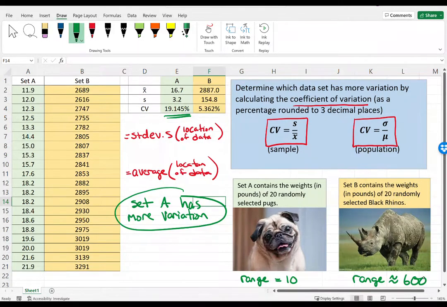And the standard deviation of set A was 3.2, and the standard deviation of set B was 154.8. But when we calculate the coefficient of variation, we see that set A has more inherent variability relative to the values within its own set.